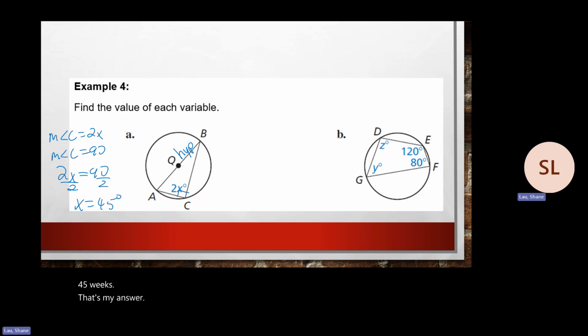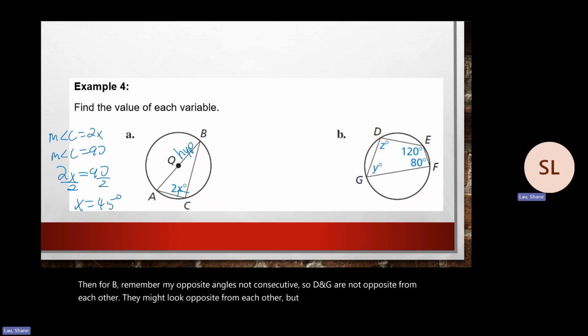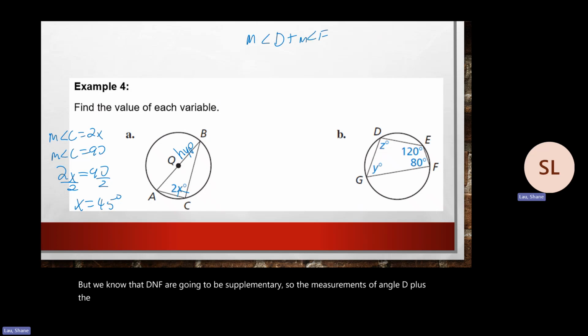Then for B, remember my opposite angles, not consecutive. So D and G are not opposite from each other. They might look opposite, but they're consecutive. They're right after one another. Because they're right after one another, we can't use them. But we know that D and F are going to be supplementary. So the measurement of angle D plus the measurement of angle F is 180 degrees.